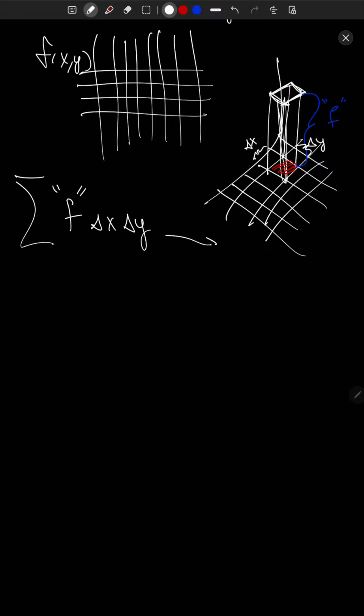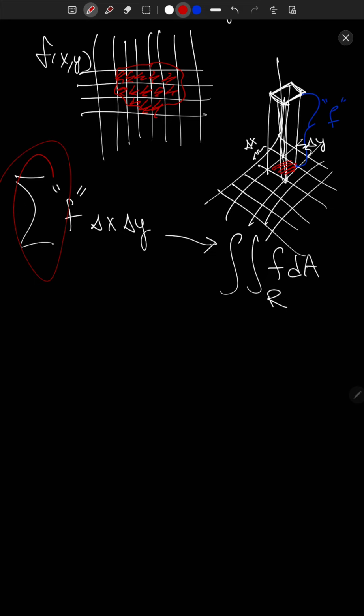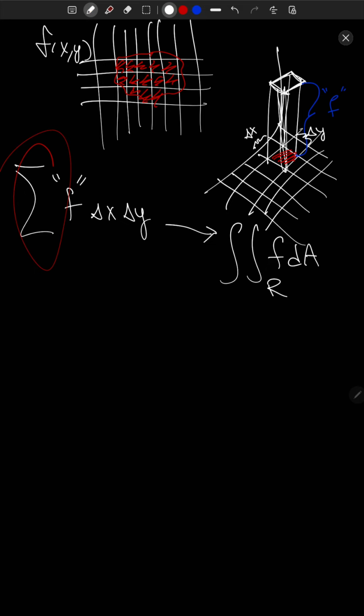And if we let the size of these rectangles get smaller and smaller, we approach the actual volume under the graph, which is the double integral of f dA over our region. So for example, if our region was something like this, in terms of this particular picture, we would add up perhaps these boxes like that, as this sum right here. So the easy thing is that the formula is relatively simple because we're working with rectangles as our base.